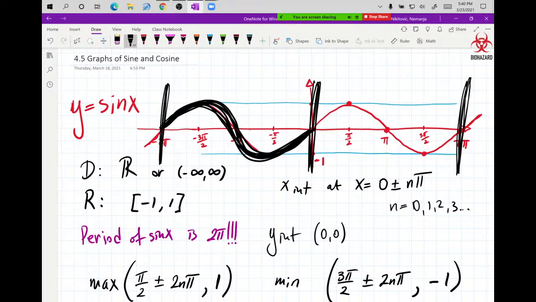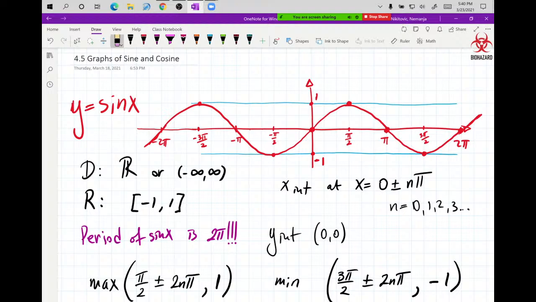So the period is 2 pi, meaning that it will repeat every 2 pi in the same exact way. But it doesn't have to be between 0 and 2 pi. You can literally pick any value and then go 2 pi from there, and it will repeat itself.